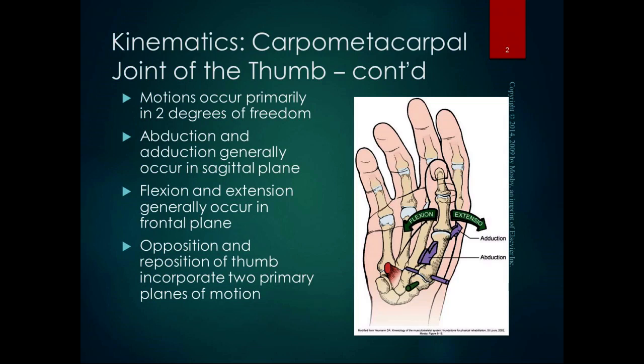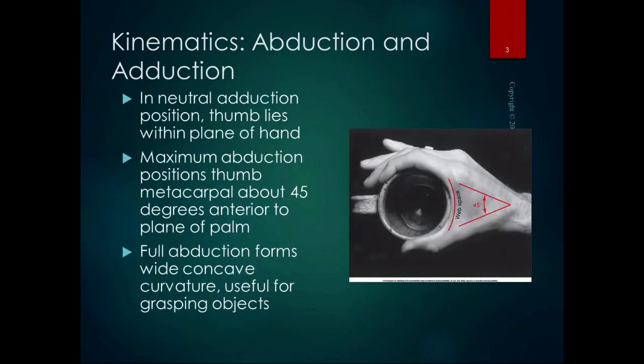Abduction generally occurs in the sagittal plane, 90 degrees rotated from abduction in every other place in the body, and flexion and extension generally occur in the frontal plane. Opposition and reposition of the thumb incorporate 2 primary planes of motion. So it's sort of like circumduction, where it's a combination motion, but it's a special motion that only occurs in the thumb. There's a little bit of rotation in the thumb, but it's not voluntary. It's incidental to the other movements.